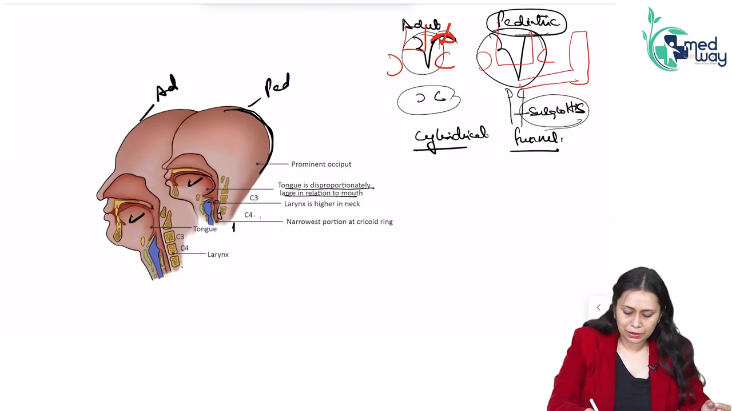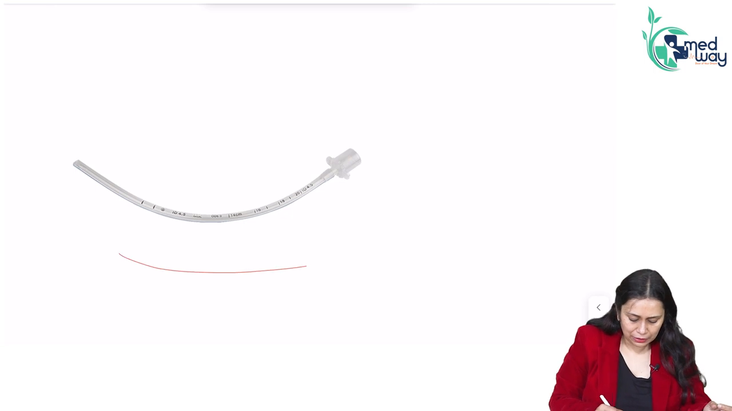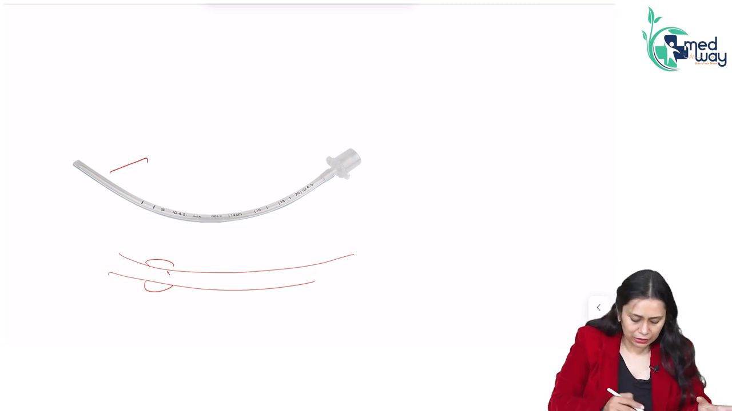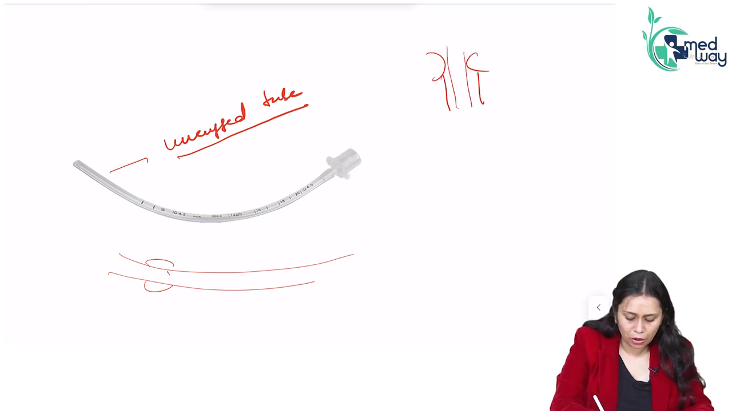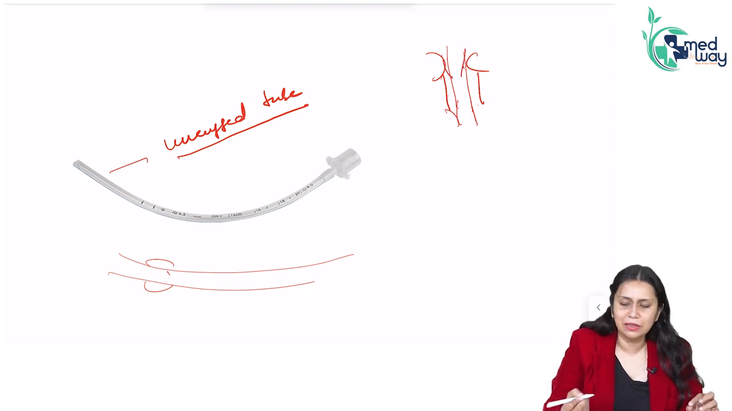The other problem is that the subglottis is the narrowest part of the pediatric patient. So the normal ET tube, which has the cuff, this cuff was causing subglottic trauma. So for pediatric, this uncuffed tube was designed. This is an uncuffed ET tube, it does not have a cuff. So when this tube was inserted, it was not causing any obstruction at the subglottic level. So subglottic edema was minimized.